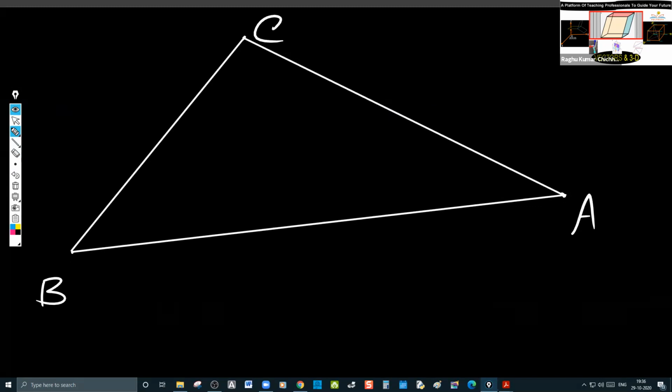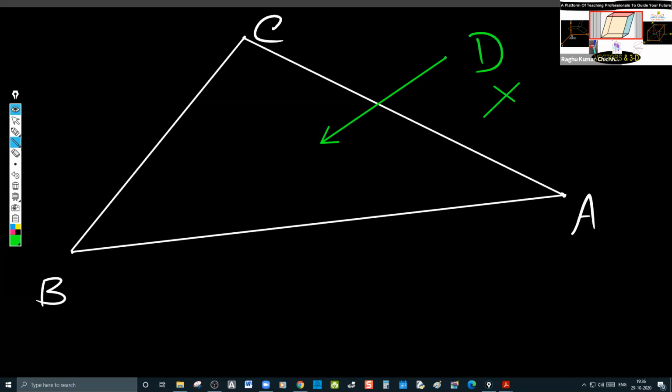What I said, if you are talking about 3 points, you need not talk about 3 points coplanarity, because 3 points will always be coplanar. But if you choose any other point, which is D, and if this D is lying on the plane of ABC, we say that ABCD are coplanar. If D is not lying on the plane of ABC, then we say that ABCD are non-coplanar. This is what you have to understand about coplanarity. I explained it in the beginning class only.